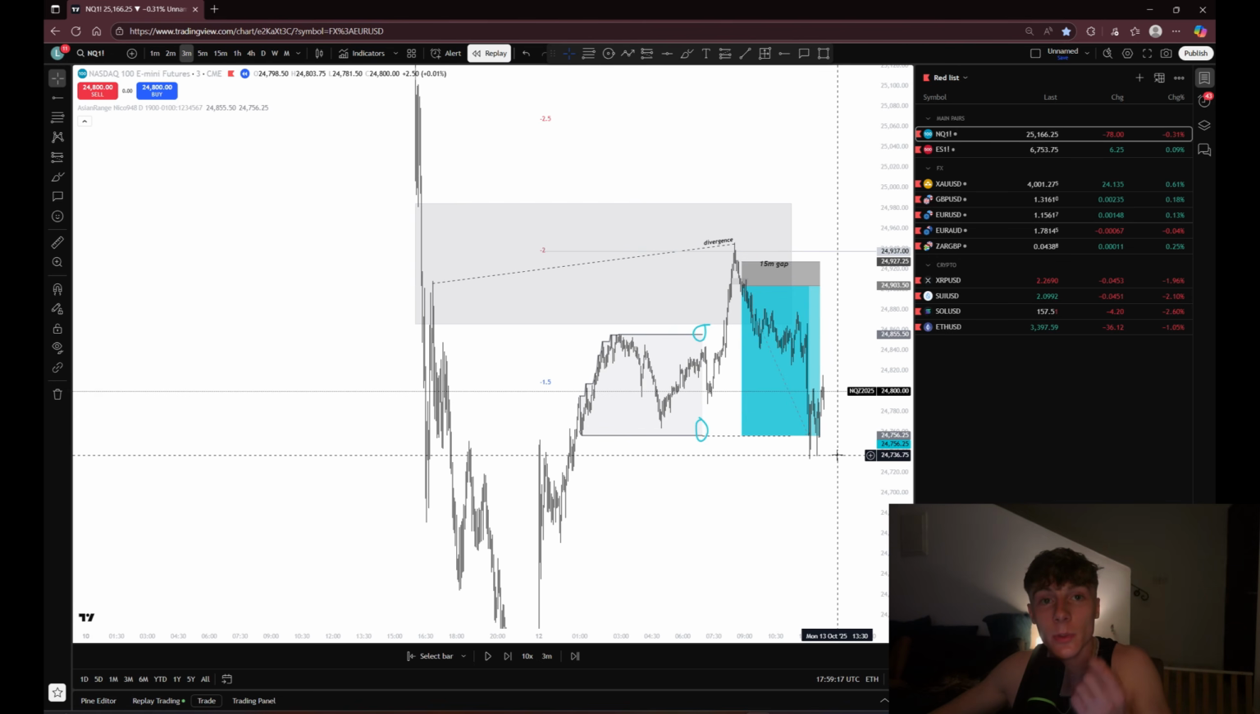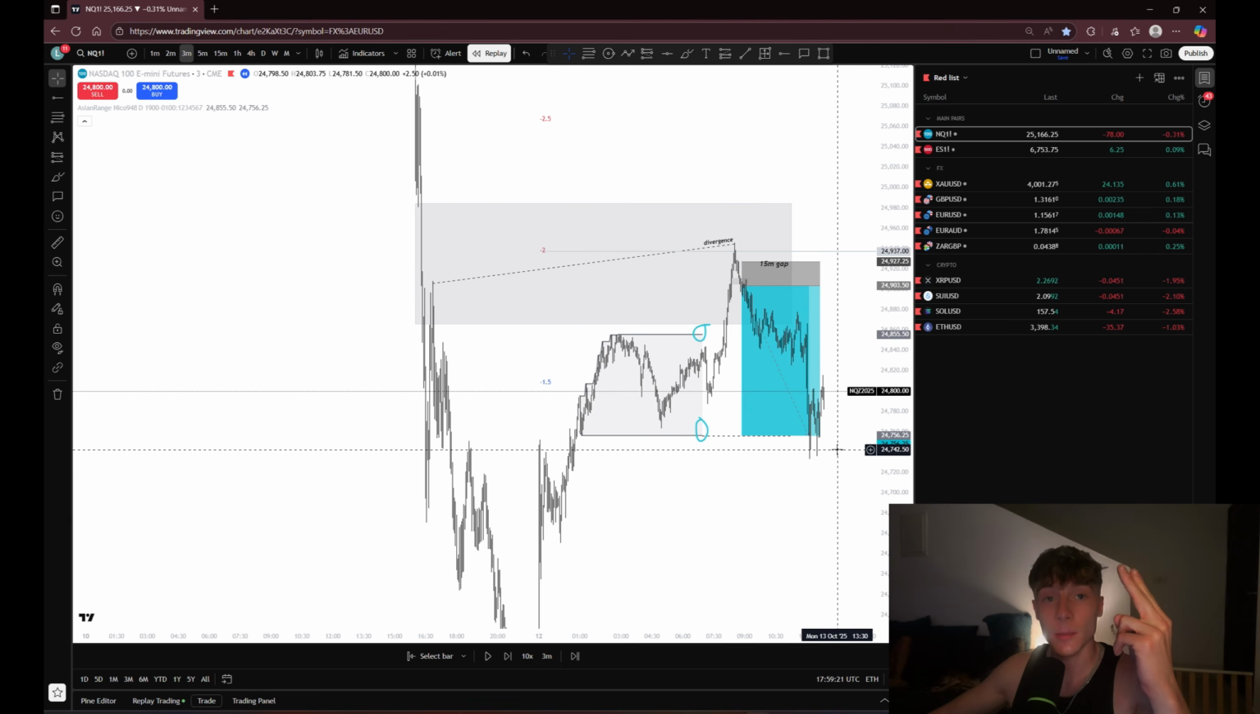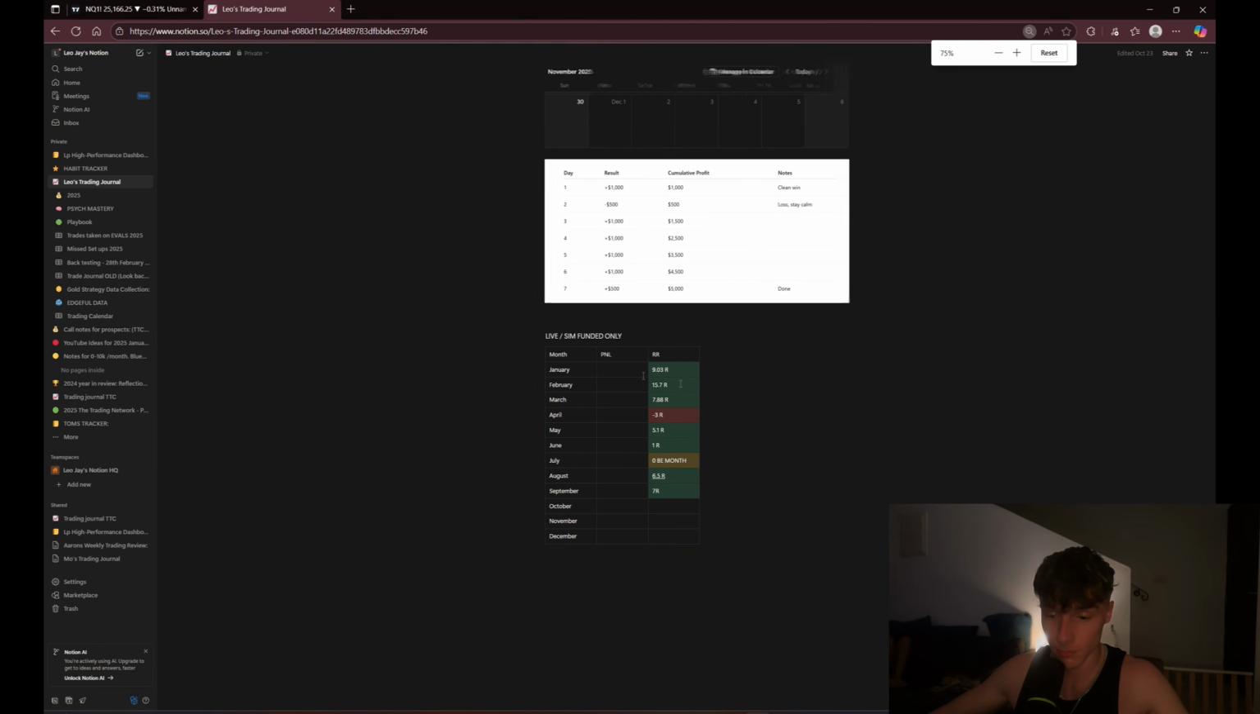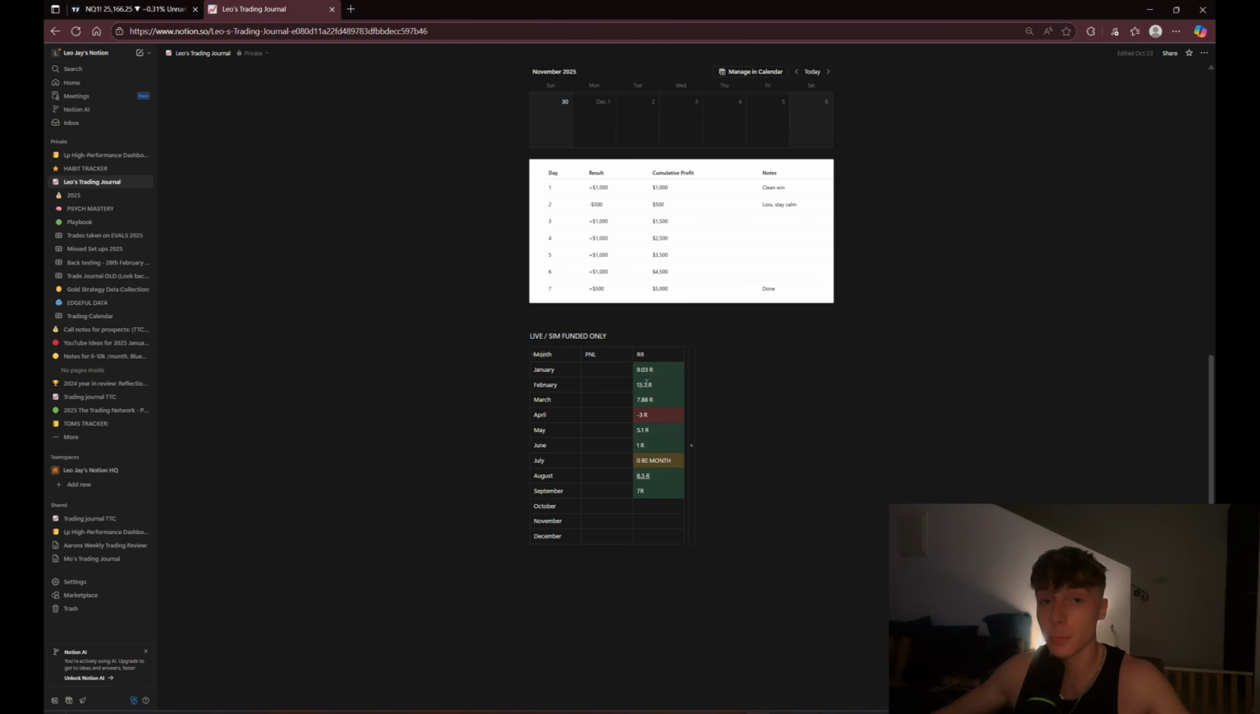And that is how simple the Asia sweep model can be. Same confluences, same setup, same time, every single time. And doing this on a consistent basis has printed me results like this. These are my yearly results, and I'm very pleased with them so far.